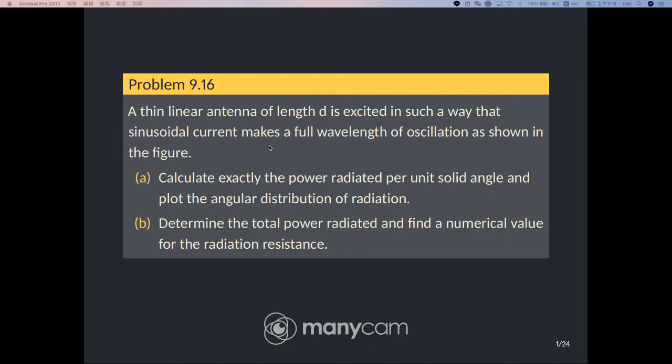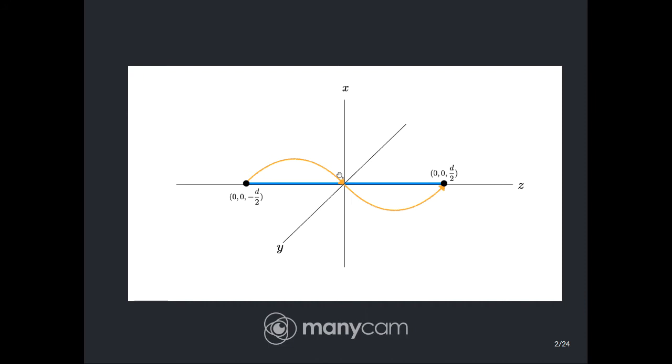Part A: calculate exactly the power radiated per unit solid angle and plot the angular distribution of radiation. Part B: determine the total power radiated and find a numerical value for the radiation resistance. And this is the configuration of these problems.